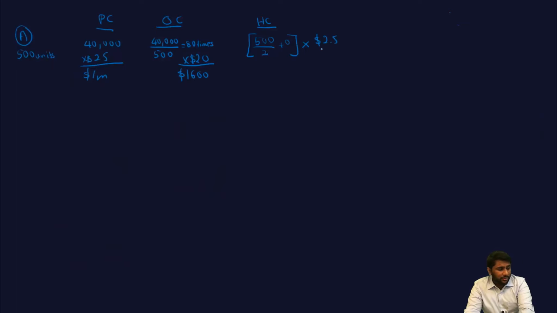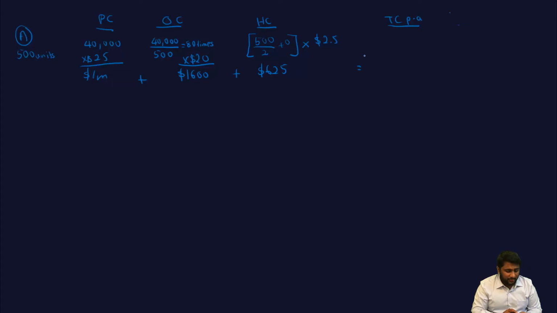So how much is the holding cost that you are getting? 500 divided by 2 into 2.5. So you are getting a value of $625. So what's the total cost per annum? It is 1 million plus 1600 plus 625.